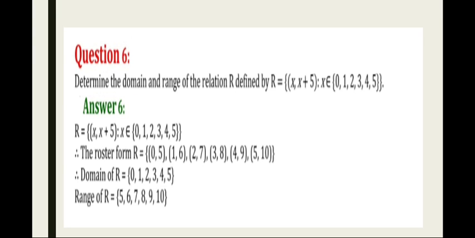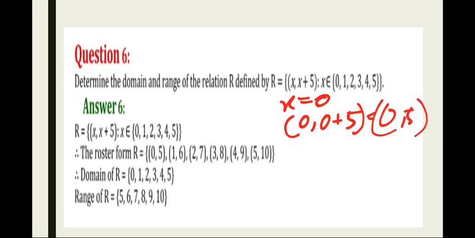Question number 6. Determine the domain and range of the relation defined by R, where the first element is x and the second element is x plus 5, where x belongs to 0, 1, 2, 3, 4, 5. That means the value of x can be any of these 6 numbers. So, when x equals 0, the ordered pair will become 0, 0 plus 5, that means 0, 5.